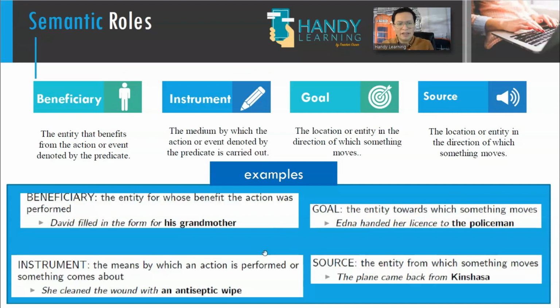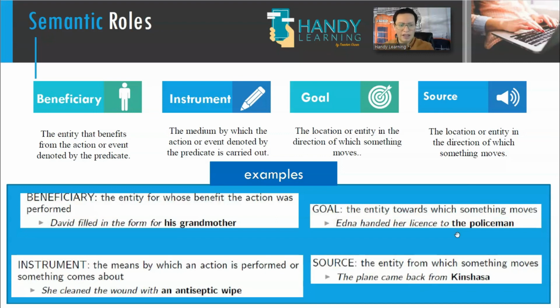The goal is the entity or the location in the direction of which something moves, right? The entity towards which something moves. Edna handed her license to the policeman. That means that she's moving physically the license to the policeman. So the policeman is the goal, right?